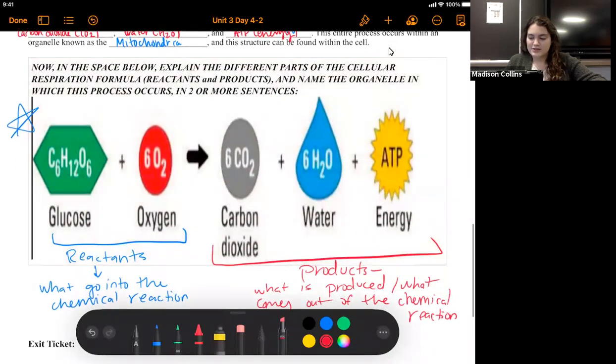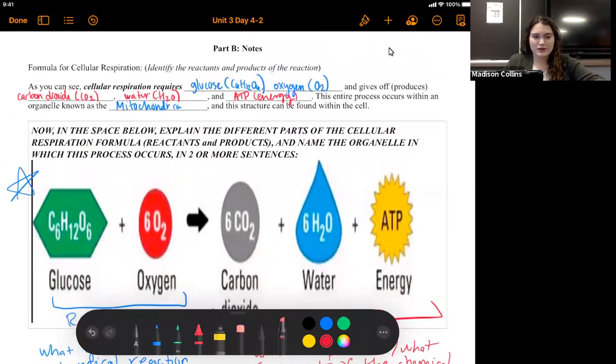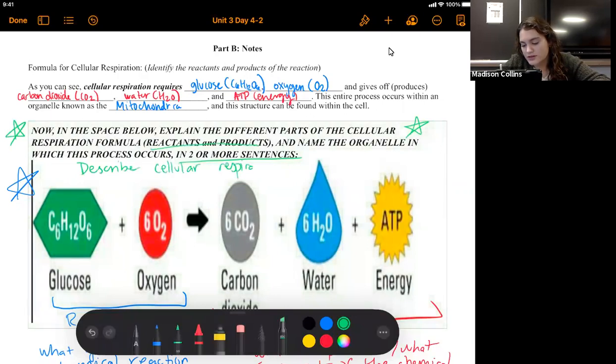All right. Now, that's all that I need to tell you today. Now, I know I rushed through that. I'm trying to make these videos shorter because I do tend to talk too much. But what I want you guys to do right now on your own, independently, before you submit this, is right here. In the space below, explain the different parts of the cellular respiration formula, so reactants and products, and name the organelle in which this process occurs in 2 or more sentences. So basically for this right here, I want you to describe cellular respiration in your own words. Please do not just copy and paste this sentence right here. I will mark that wrong. I want you to describe what's happening in your own words. So how is it going to help you remember what's going on?